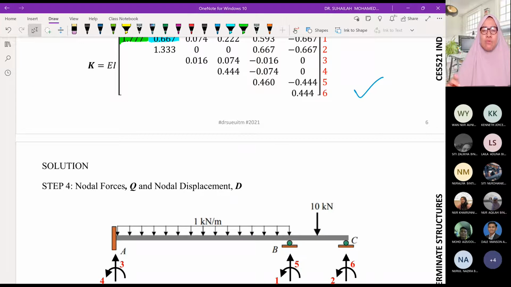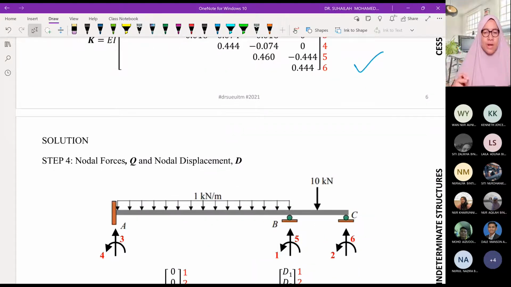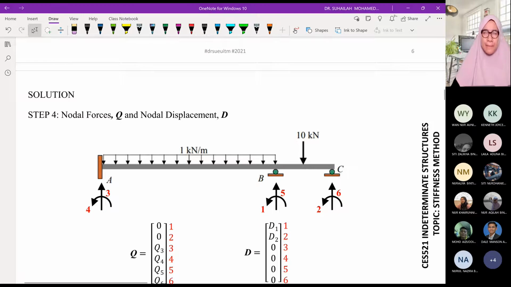Now we move to the next step. A beam is not like a truss. When we analyze a truss using the stiffness method, the loading is subjected directly at the nodes. When loading is subjected directly at a node, it is called nodal forces.